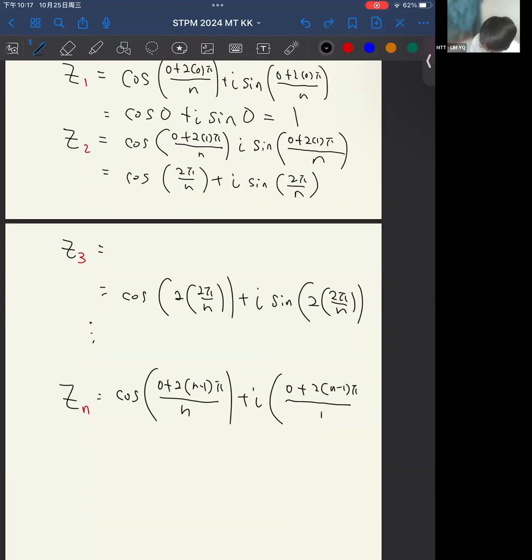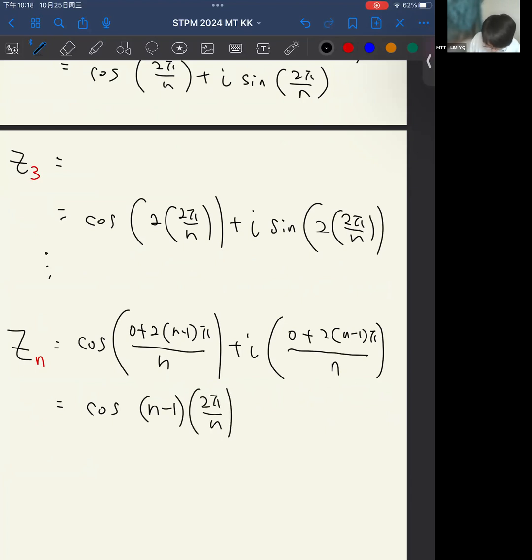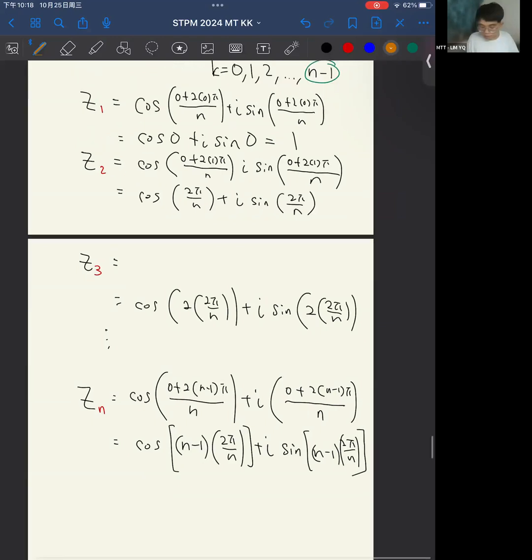Okay, here, actually, this is one. Let me think. Okay, sorry. It's not 2 anymore. Yeah, it's still 2. But then here now is n minus 1, 2 pi over n, right? Plus i sine of n minus 1, 2 pi over n. Like this. Okay.